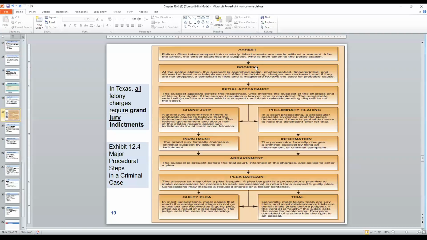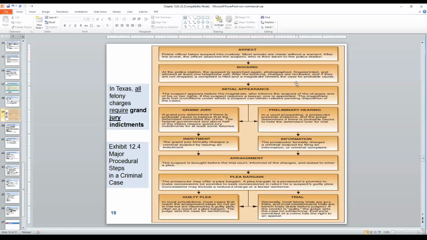So after he has been booked, and of course that's going to be the usual process here, then there's going to be that initial appearance. And here when we say appearance, we mean the initial appearance before the court, before the judge. So this is kind of the first opportunity that the arrested person has to speak.